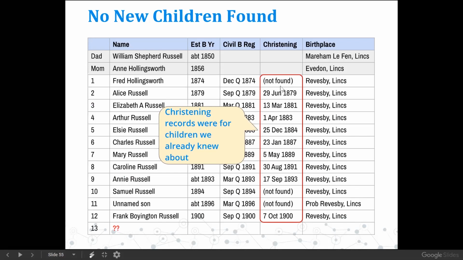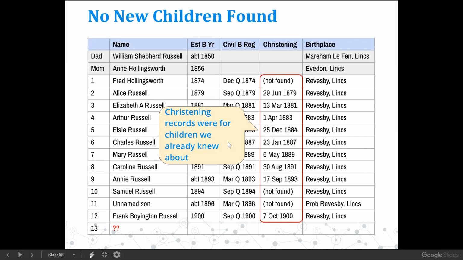I never was able to find an extracted christening for Fred. It's possible that Anne did not have him christened. I don't know. I'd have to do a little bit more searching on that. But in FamilySearch historical records, I did not find a christening. But all the other kids I did, and I put the dates here up to Samuel. For some reason, I couldn't find him. I also didn't find the unnamed son. And I also didn't find any evidence of another child. All the christening records were for children we already knew about.